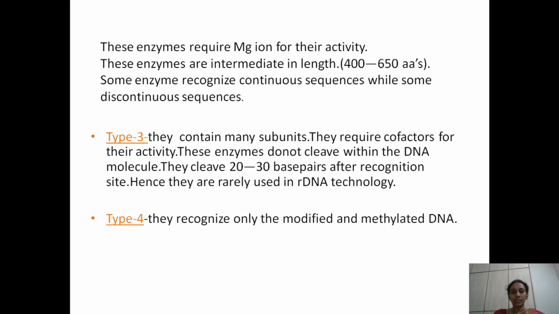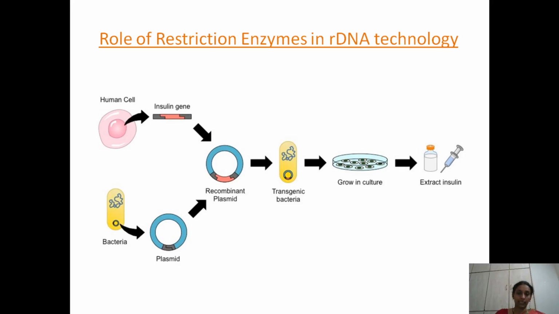And coming to the last type, type 4. They recognize only modified and methylated DNA. That is, these type 4 enzymes do not cut or cleave normal DNA. They cleave only modified DNAs like methylated DNAs. So they are also not used in rDNA technology. So among the 4 types, type 2 are the best enzymes for usage in rDNA technology. Next, coming to the role of restriction enzymes in rDNA technology.